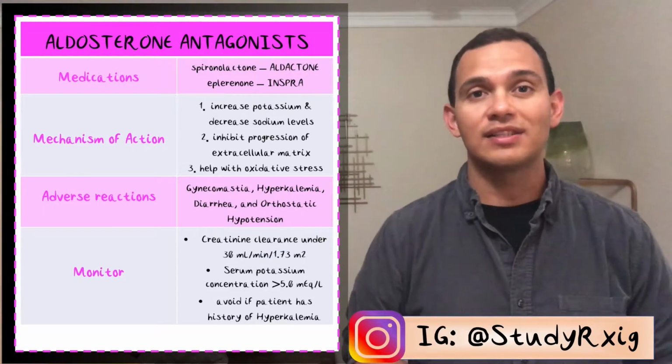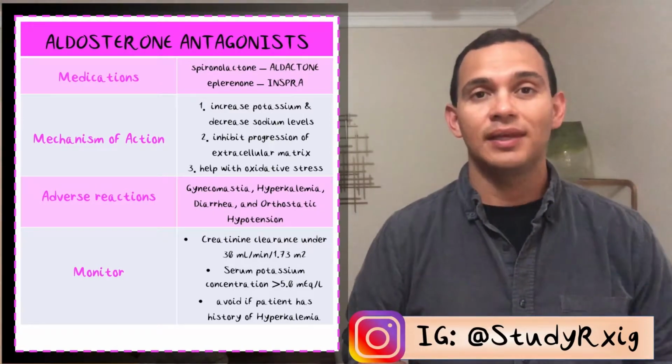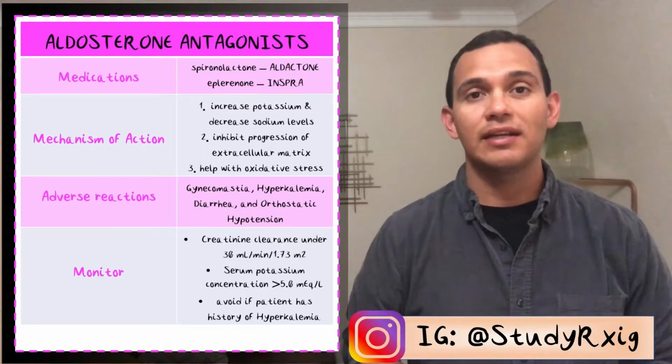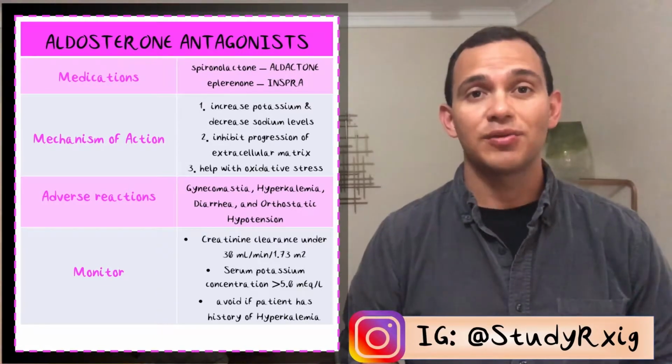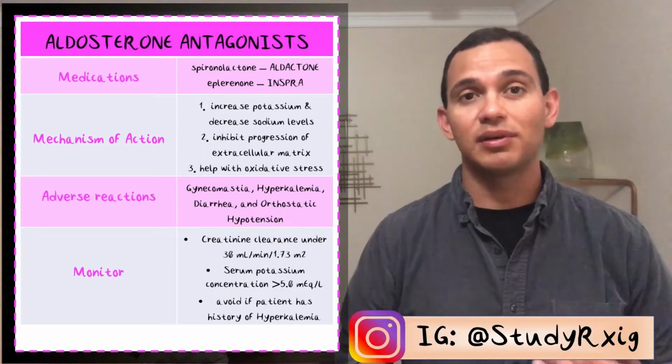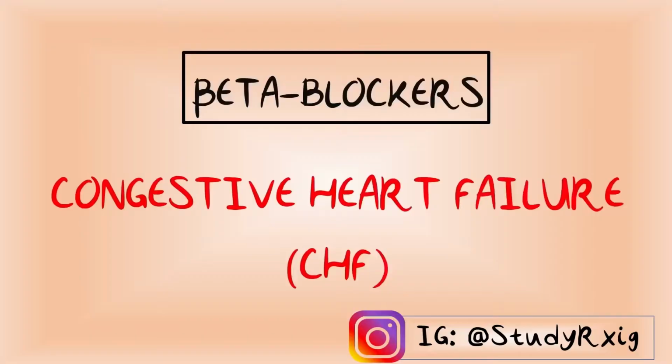We're going to monitor the same things as we did in the other RAS agents, but I do want to add a few reasons why we should avoid administering this medication. And this will be if the patient has a creatinine clearance under 30 milliliters per minute per 1.73 meters squared, a serum potassium concentration greater than 5.0 milliequivalents per liter, and also avoid if the patient has a history of hyperkalemia.